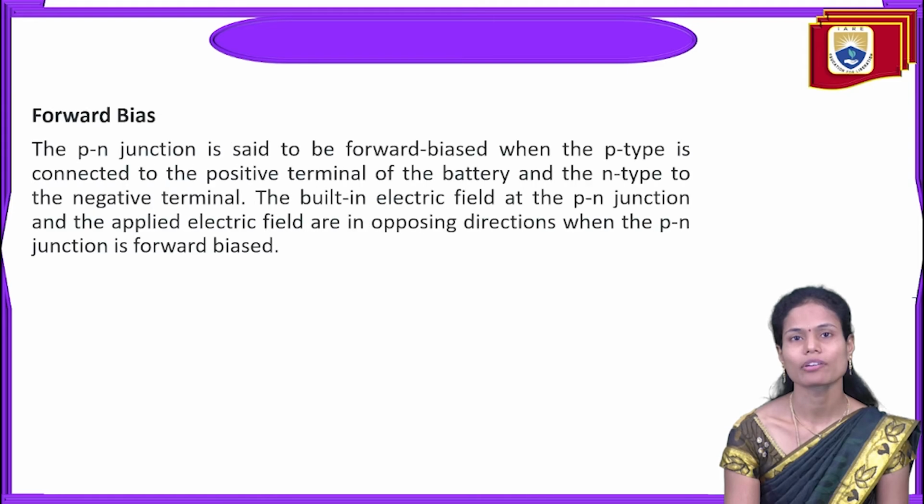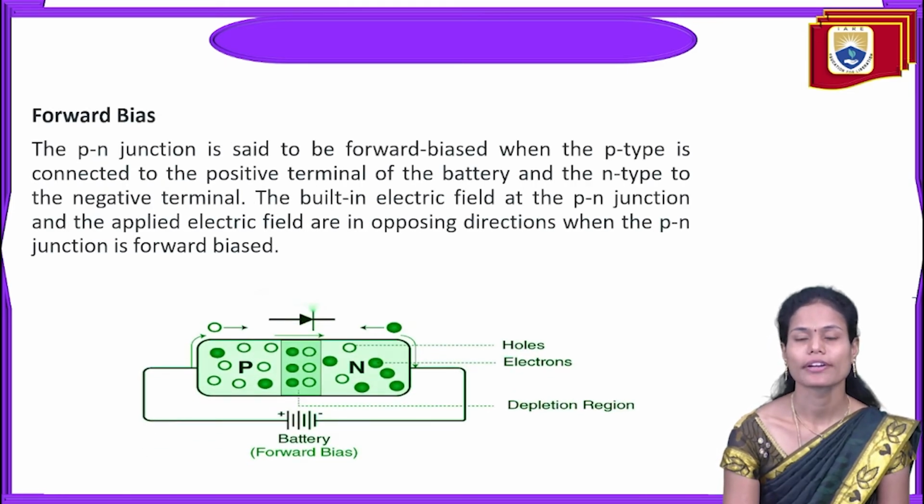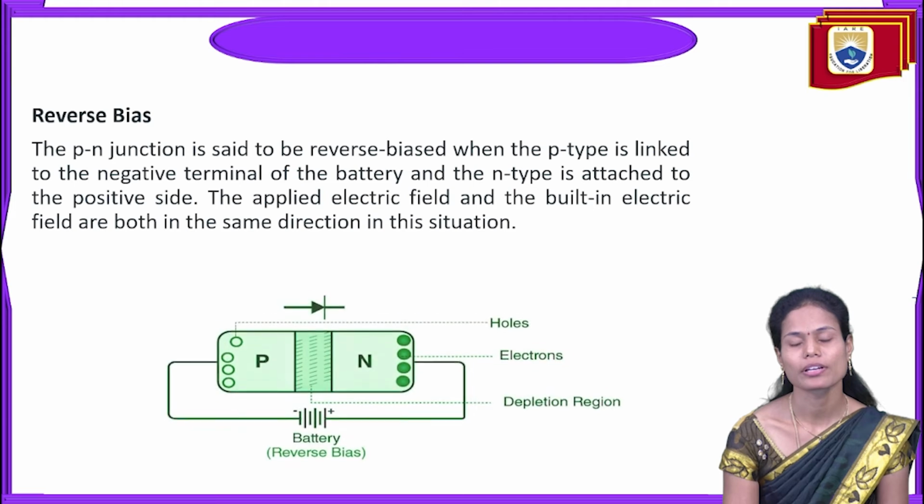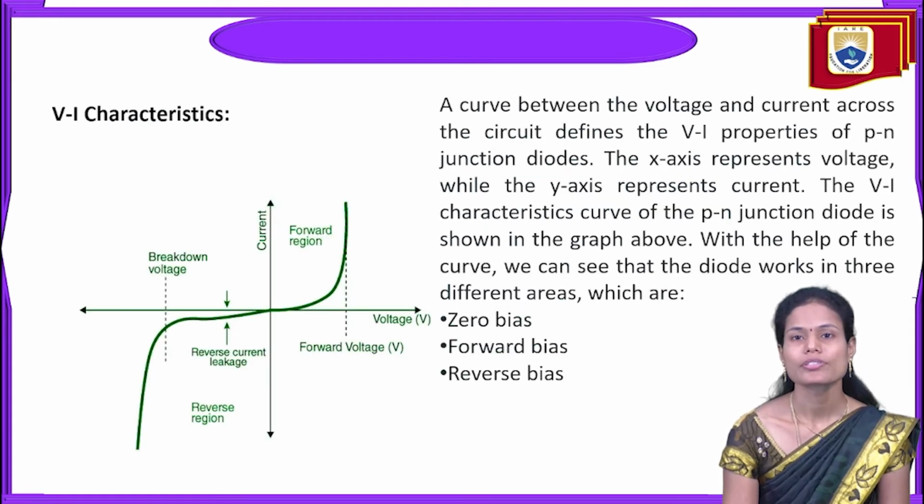And next, in the forward bias condition, how we are applying the battery levels and how the current level is changing by varying the VF voltage. And similarly, in the reverse bias condition, once we change the polarities of the battery, how the operation is changing and how the reverse current is changing, we have to explain here. And after this, we need to explain about the VI characteristics of the diode.